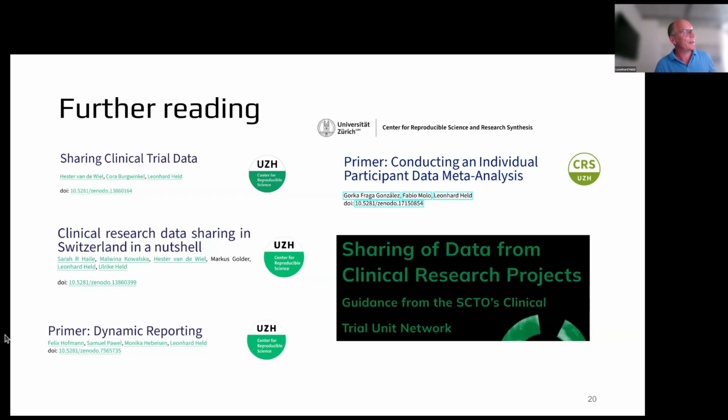Also related is the latest primer on dynamic reporting. That is more about working reproducibly with Markdown or Knitr or similar tools when you do an analysis or a reanalysis of a trial. And with this, I would like to stop and open the discussion. If time permits, I actually have another slide, but it's not so important. So thank you.